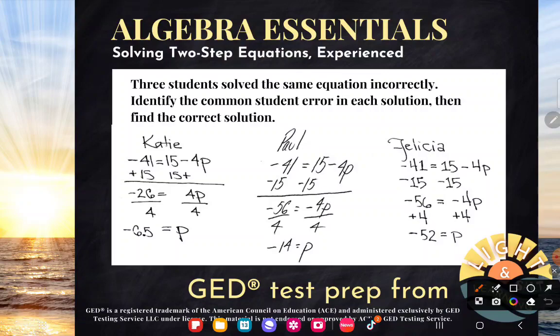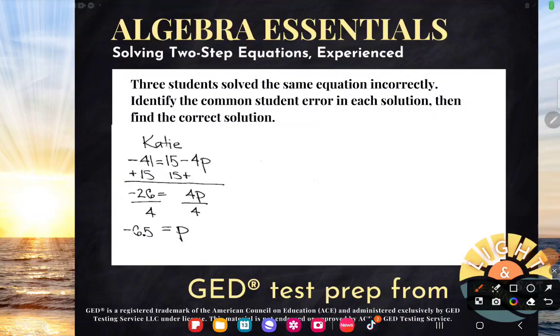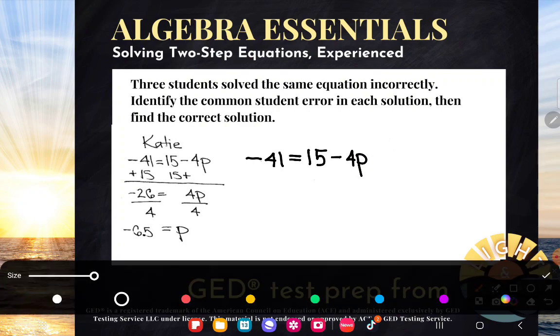If we can see why they're errors, hopefully I can help you not to make them when you're solving equations. Just staring at another student's work can be really challenging, even as a teacher. So I'm going to write down the same equation that Katie solved, right next door, so that we can compare what we would do with what Katie did. The equation is negative 41 equals 15 minus 4p.